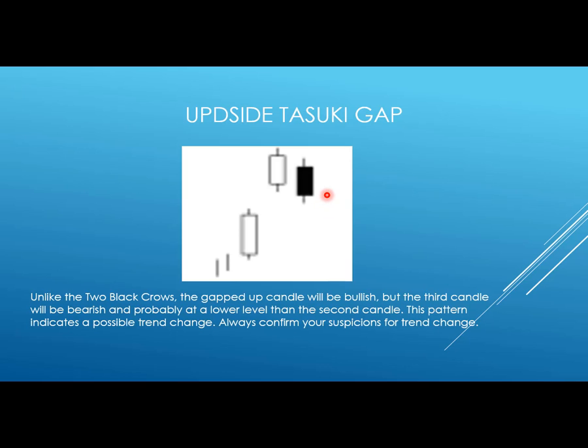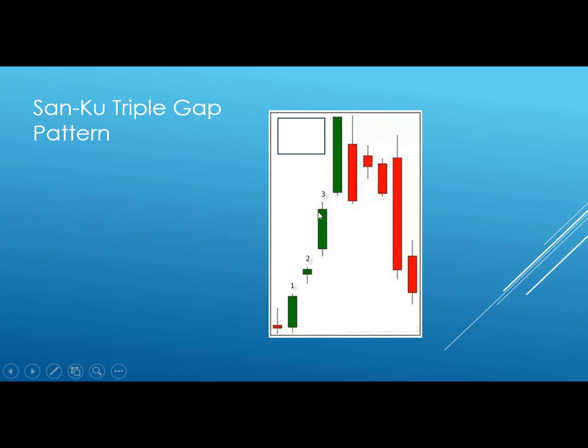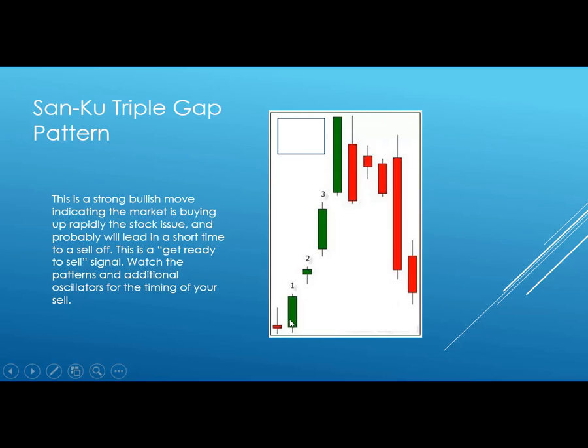The Sanku triple gap. This is a very interesting pattern. You don't often see this, but here we see three bullish candles coming off a bearish function, and each one of these is gapped up from the previous one, then maybe even a fourth candle. This is an indication of a very strong market movement, but it's also a beware point. It would be tempting to think that this is going to continue forever, but these things generally don't.